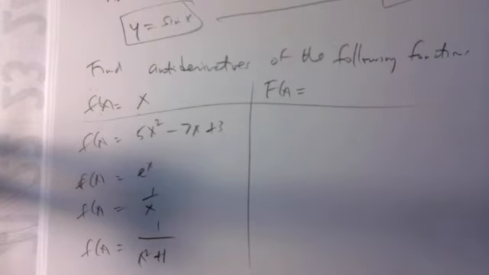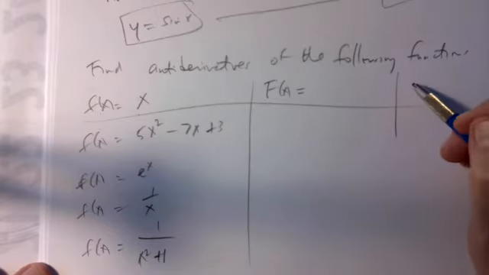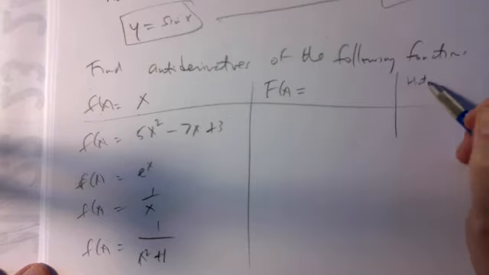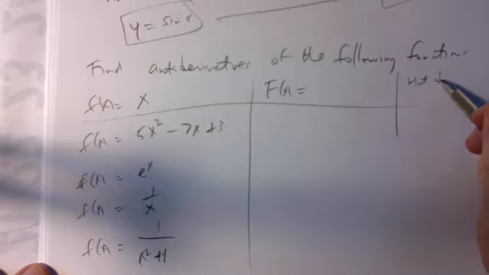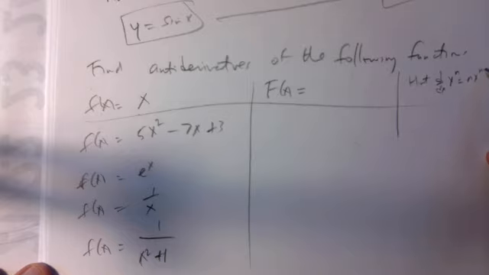What is the derivative of x? 1. Well, right, okay. But that's the derivative, but we need to find the antiderivative. Well, I'll give you a hint. You know that for any n, the derivative of x to the n is nx to the n minus 1.